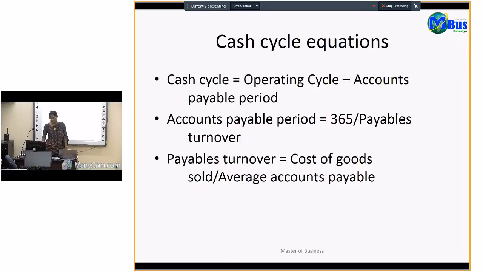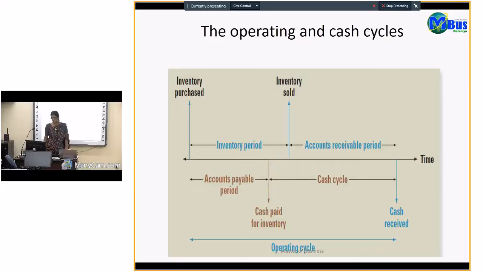The equations for cash cycle, operating cycle, accounts payable period, that is true, no? Operating cycle means inventory period plus receivable period. Minus the accounts payable period, so we get the cash cycle. Accounts payable period is 365 divided by payable turnover. Payable turnover is cost of goods sold divided by average accounts payable. Right. This again explains the operating cycle and cash cycle.